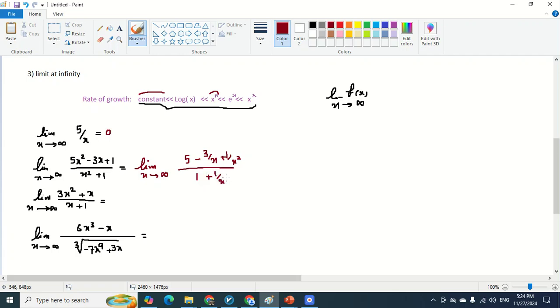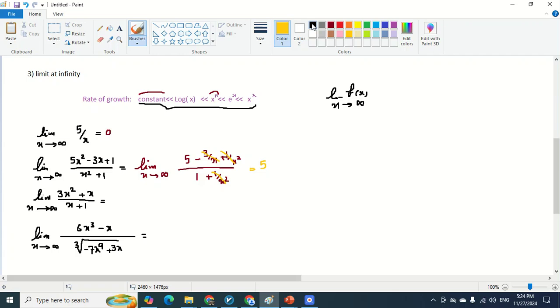And as you can see, all of these terms, a constant over x tending to 0, a constant over infinity tending to 0, and this one too, so at the end of the day the value of that limit is equal to 5.